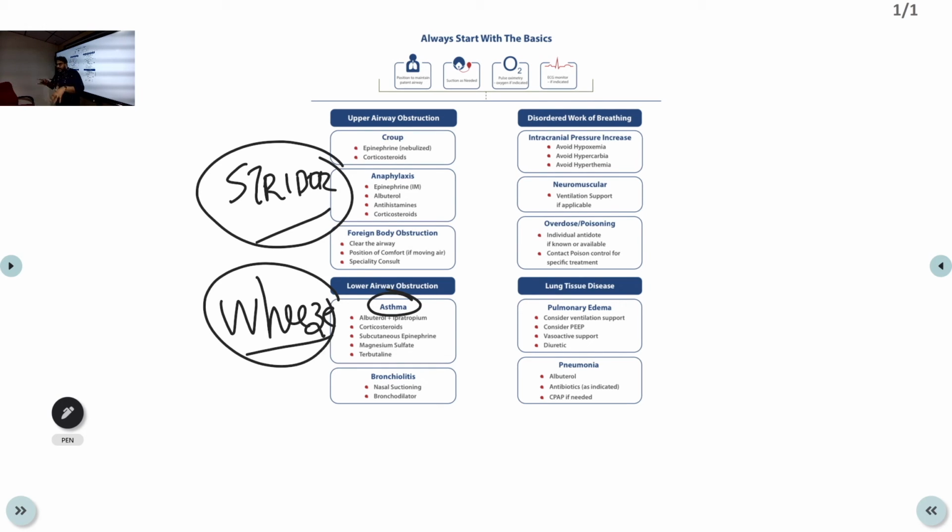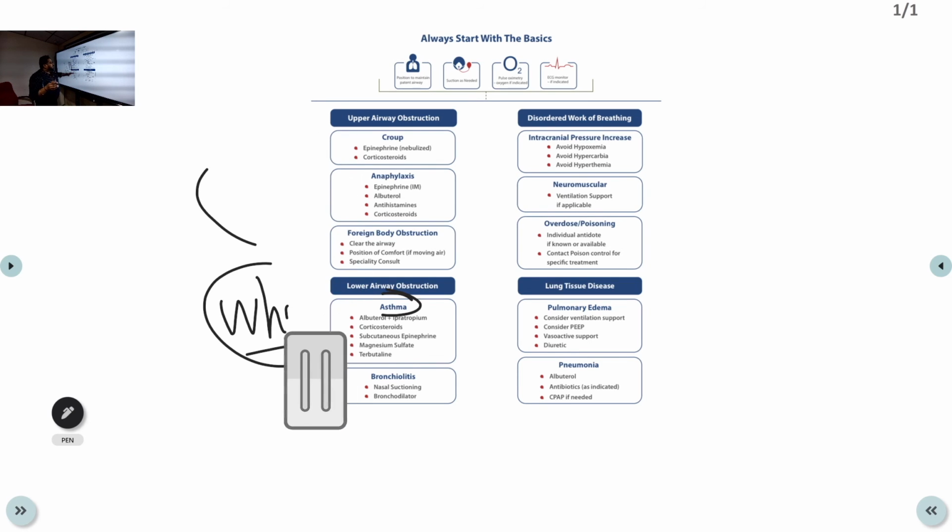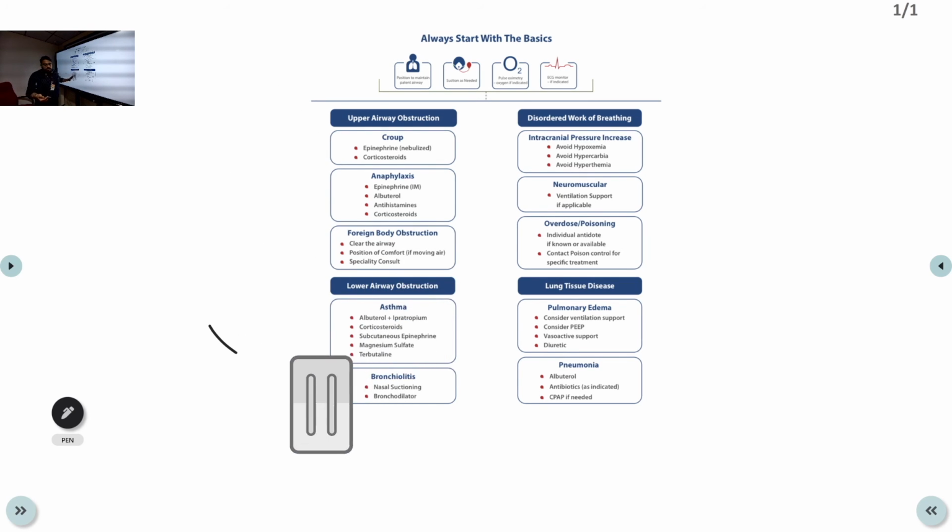So when you get a child, you need to differentiate where exactly the problem is. Whether it is in the lung parenchyma, and the treatment should be focused towards that. It is not to give nebulization to all the patients coming with breathing difficulty. You need to identify where the problem is. There is no point in giving a nebulization for a foreign body obstruction. You need to remove that foreign body obstruction, then only it is going to improve. And in disordered work of breathing, what is the point in giving a nebulization? You need to treat the cause of the disordered work of breathing.